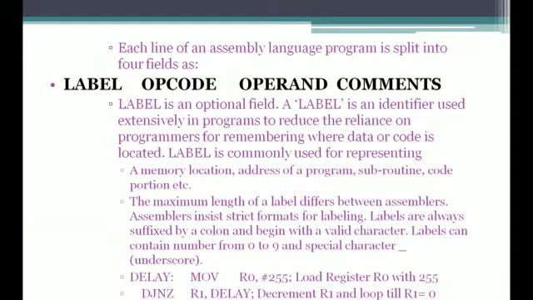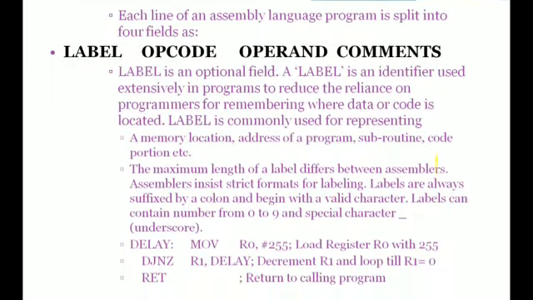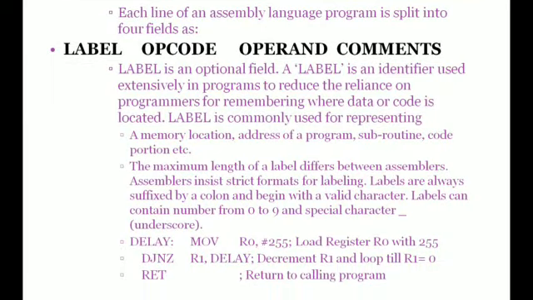Label is an optional field. A label is an identifier used extensively in programs to reduce the reliance on programmers for remembering where data or code is located. Label is commonly used for representing a memory location, address of a program, subroutine, code portion, etc. The maximum length of a label differs between assemblers. Assemblers insist on strict formats for labeling. Labels are always suffixed by a colon and begin with a valid character. Labels can contain numbers from 0 to 9 and special characters such as underscores.